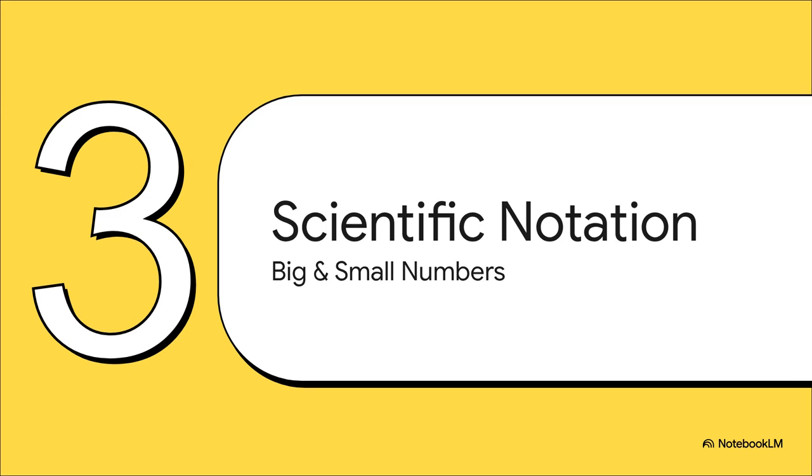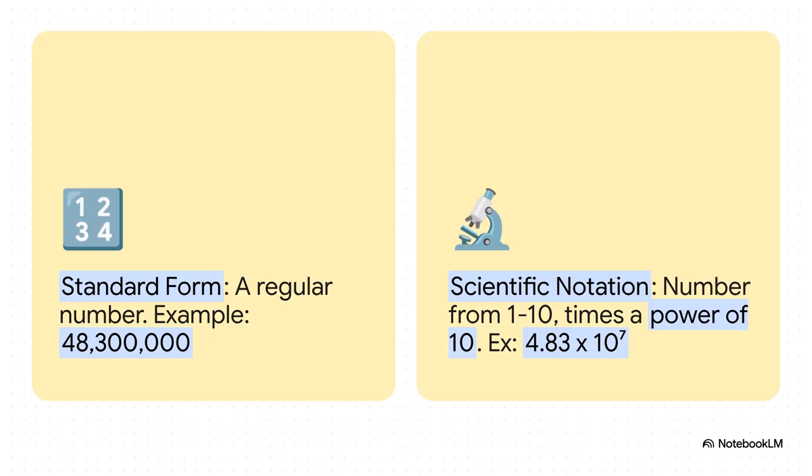All right, for our last section, we are tackling a concept that sounds kind of fancy, but it's really not so bad. I'm talking about scientific notation. This is super useful for scientists and engineers, or really anyone who has to work with crazy big or ridiculously tiny numbers. At the end of the day, it's just a shortcut, a more efficient way to write those numbers down. So let's just look at the difference.